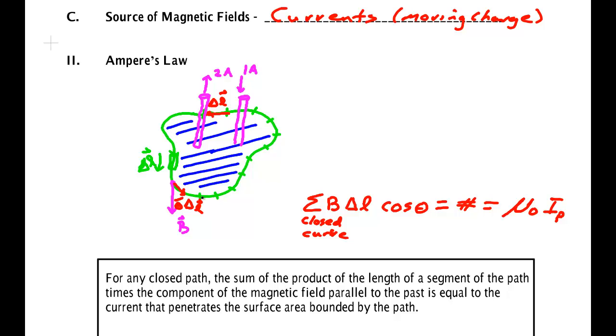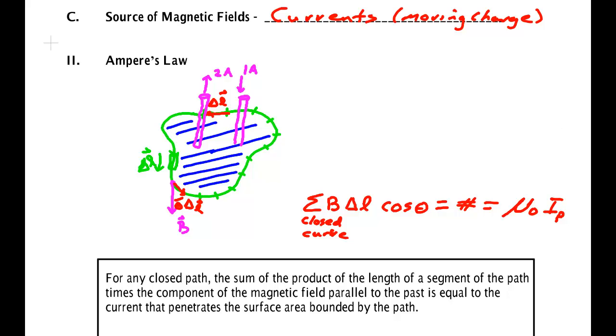Now you might ask, how do I know if it's plus or minus? If you wrap the fingers of your right hand in the direction around the loop, your thumb is pointing in the direction of the positive current, which in this case would be up.